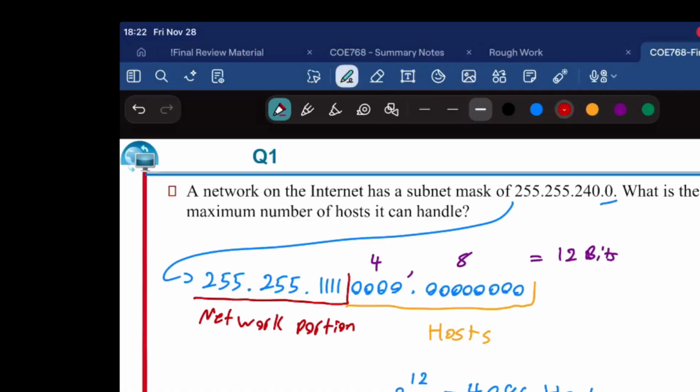I will explain this later, when another question comes up, but that's the reason why we always do this subtraction of minus 2. Therefore, we're left with 4,094 hosts. That would be your final answer for this question. I'll leave it up for any questions real quick.